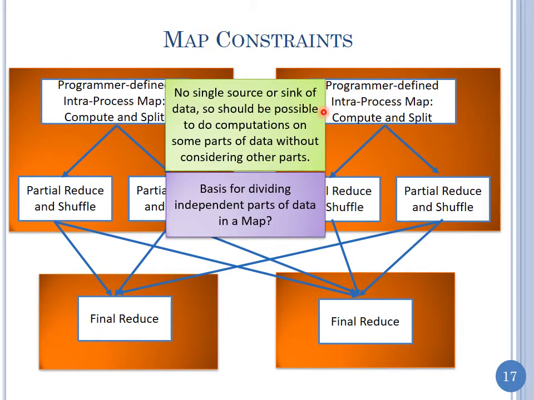Okay, so the map functions produce some data. They got some data, they produce some data. That data has to be split, and it can be split among these reducers that are partial reducers or final reducers. So the question is, what is the basis for doing the split here and doing the split here, given that these splits are supposed to be independent of each other, especially the last final split? So that's a long question.